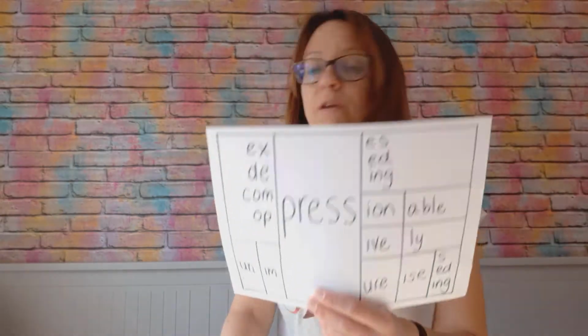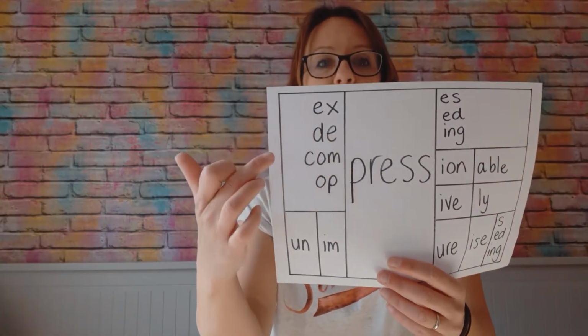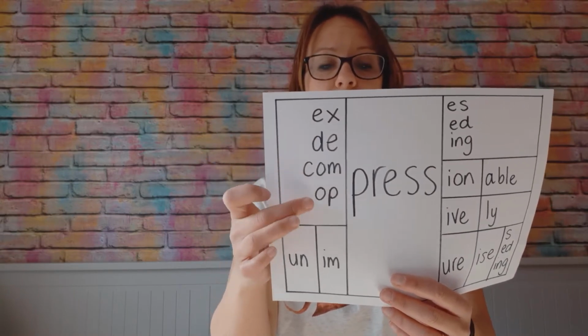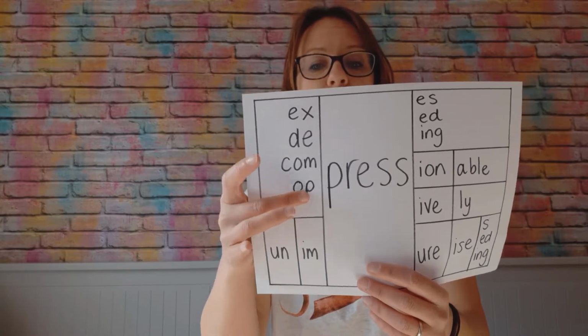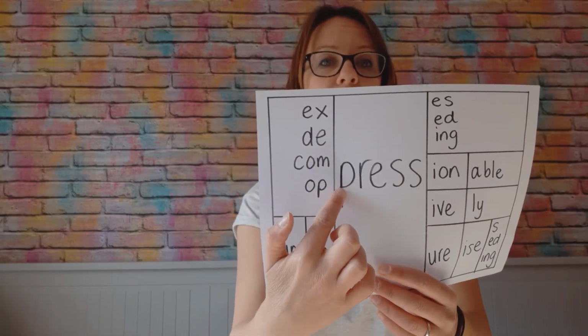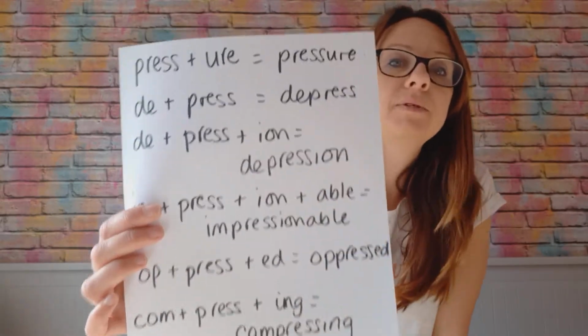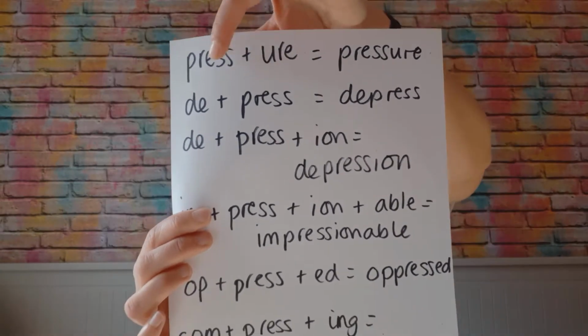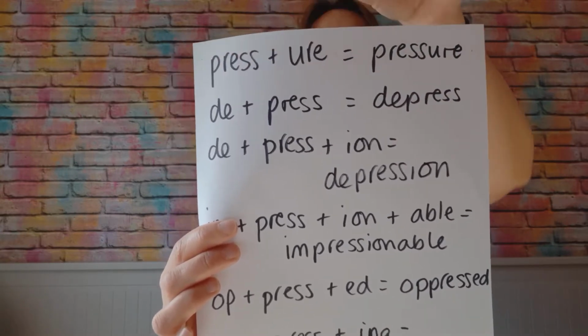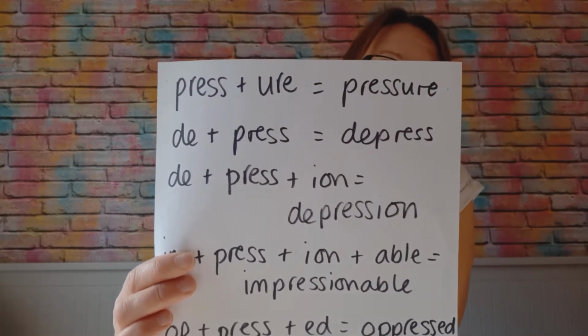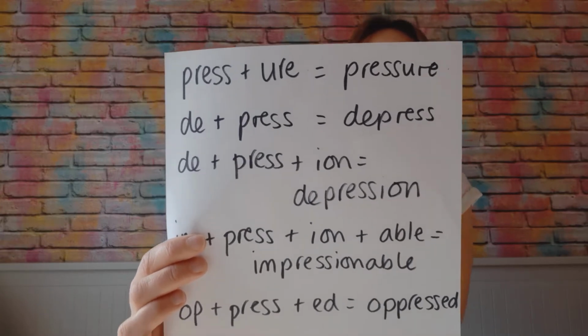Okay, we've got D meaning down, com meaning with, and op here meaning against. Okay, so it can be ob with a B, but in this case it becomes a P because we've got the following P as well. So let's have a look at the word sums that I managed to make. We've got the main word here, which is pressure. Okay, so that comes when the verb changes to a noun. So we're talking about putting some pressure on something, pressing into something.